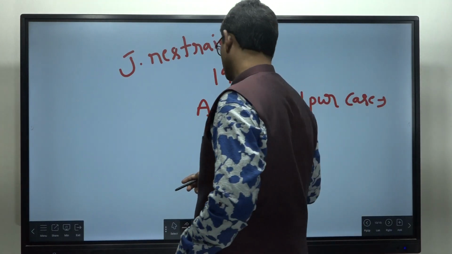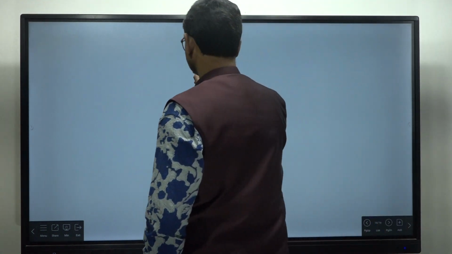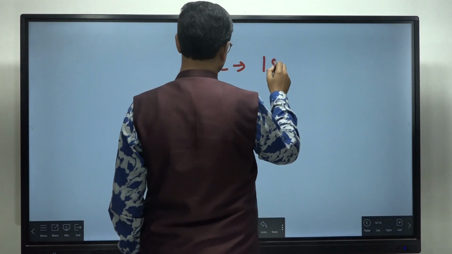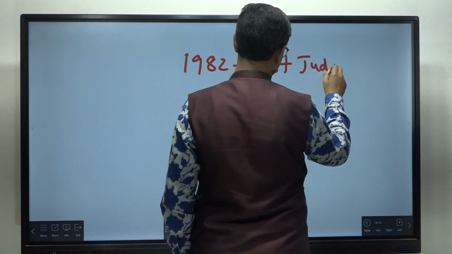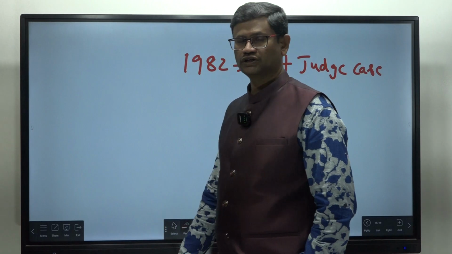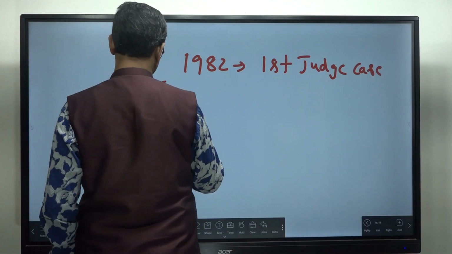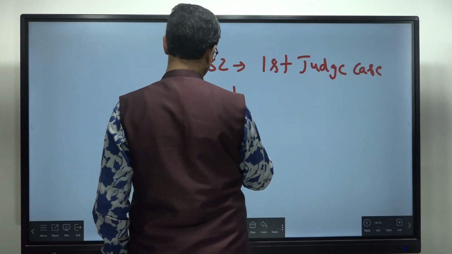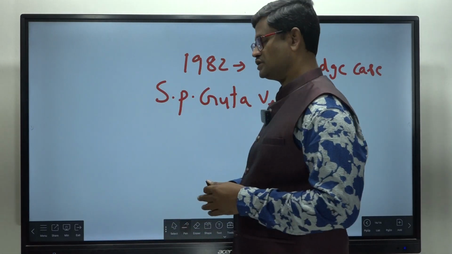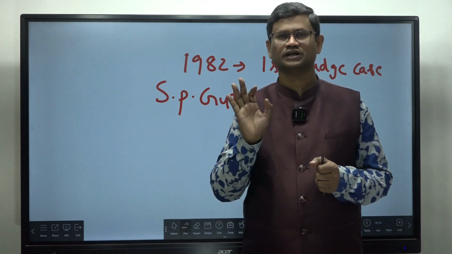One example for that is in 1982, which is also called the first judges case. In 1982, SP Gupta versus Union of India. This is the name of the case. This is the case in which the Supreme Court came up with something called public interest litigation.